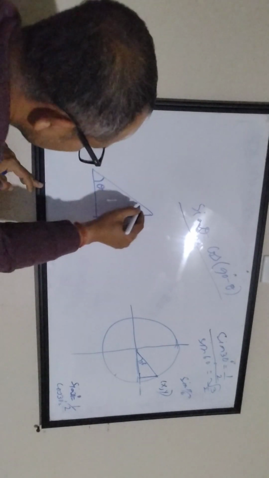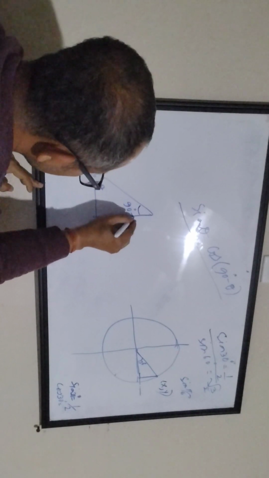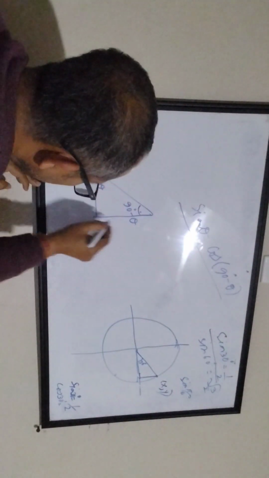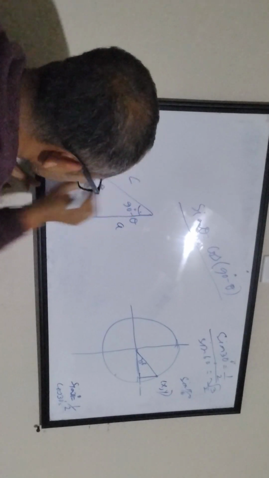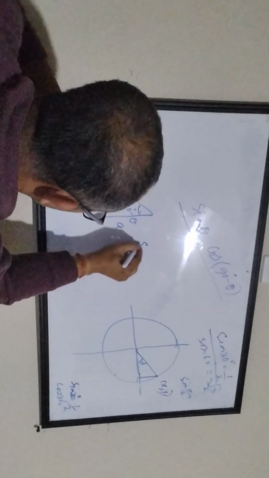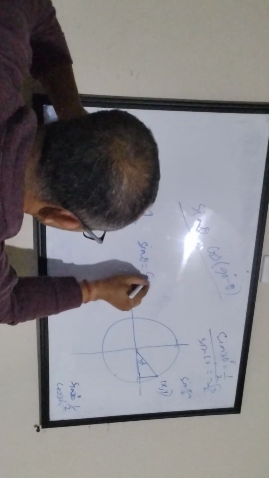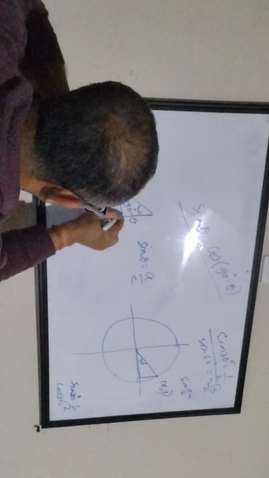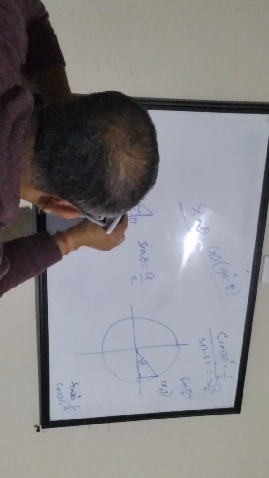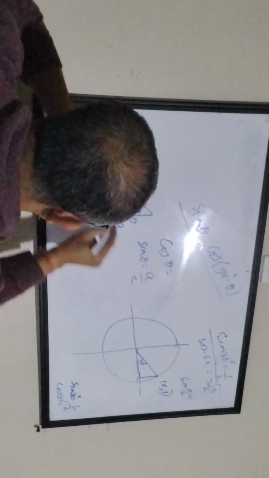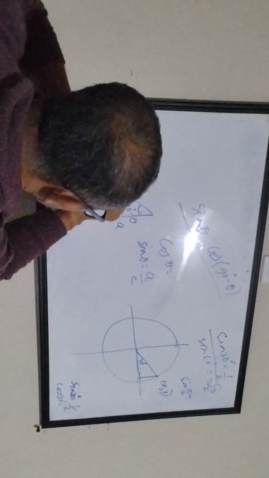If this is theta, what will be this value? 90 degree minus theta. And these two angles are called complementary angles. Correct? If this is A, this is B, and this is C. What do you see here? Sin of theta equals what? Sin of theta will be A by C. And if I look at this one, cos of theta will be what? Cos of theta will be B by C.